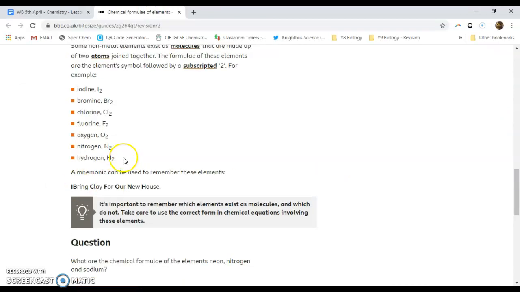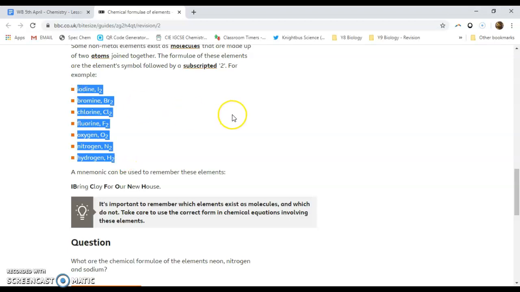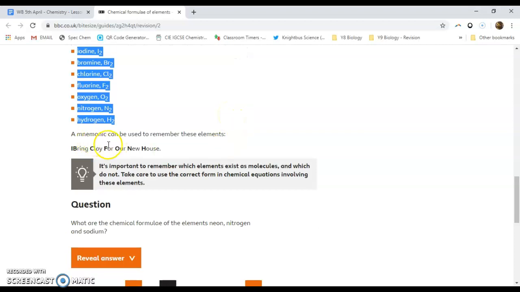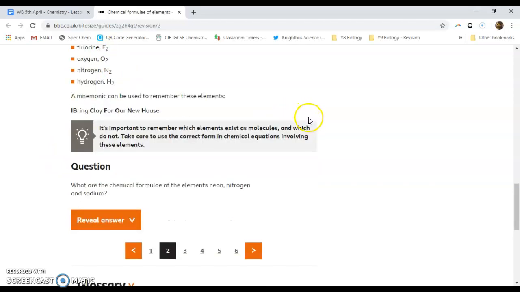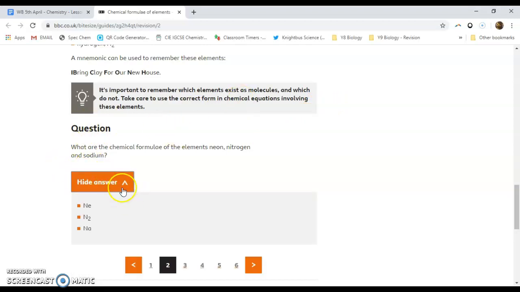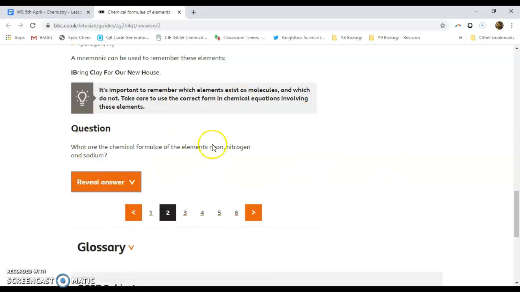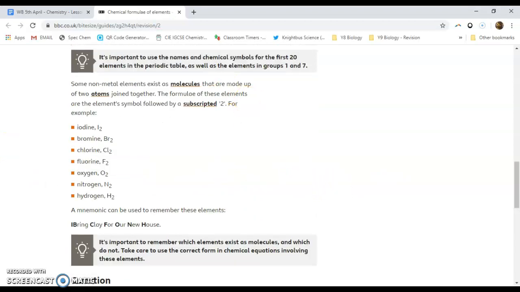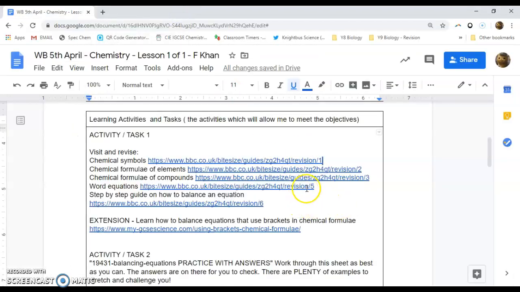Now you'll also find that these are the diatomic molecules as well that I have set for you earlier in the week. So a nice mnemonic can be used to remember these elements, to remember that they have the 2's at the end. I bring clay for our new house. It's really important to remember which elements exist as molecules. You can reveal the answers after you have a go at some of these questions. You can have a go at that, test your knowledge with that.